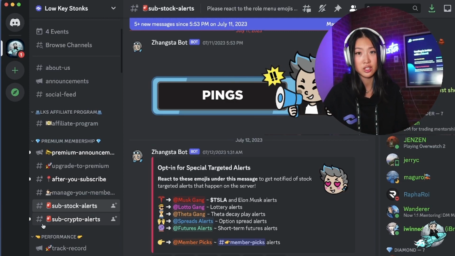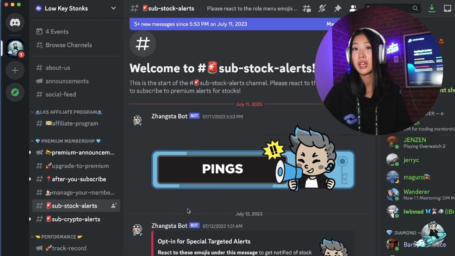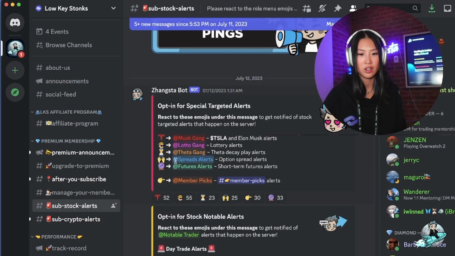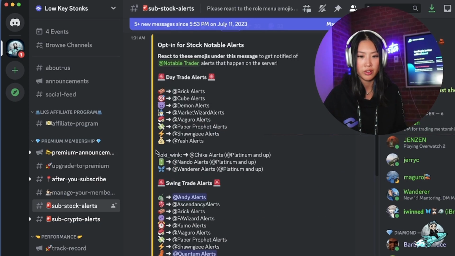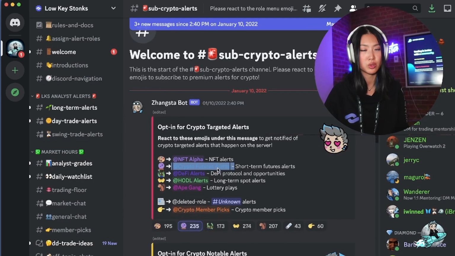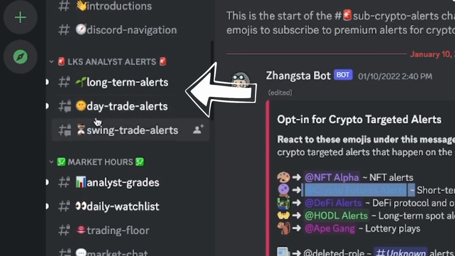Next, if you want to get certain alerts from certain analysts, make sure you go to Substock Alerts and Crypto Alerts. These are going to be the pings that you get from Discord so you don't miss out on any trade idea. And again, all you have to do is click on the emoji to get the alert assigned to you. The majority of the alerts are available to Gold tier, and if it's for Platinum and up, it will be labeled here. Alrighty, now that you've subbed to the notable alerts, let's look at the alert channels.